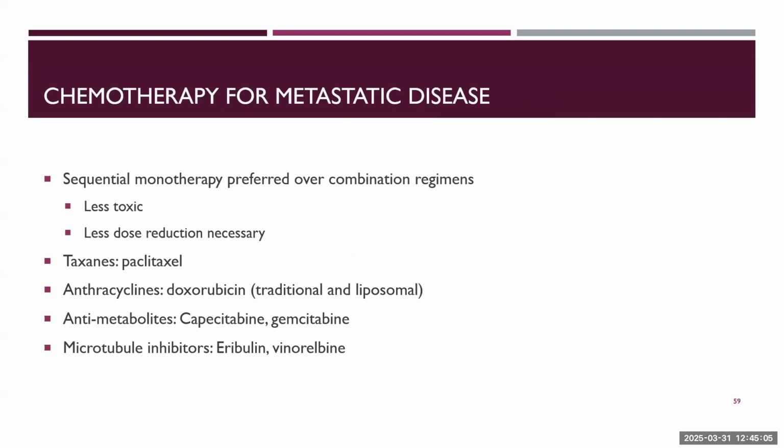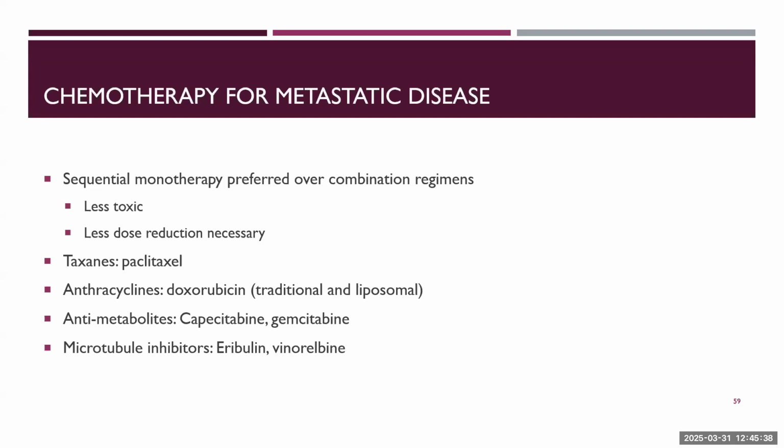As far as chemotherapy for metastatic disease, we should be giving sequential monotherapy over our combination regimen. So as we talked about in the early stage adjuvant, a lot of those are combination regimens. We're not just giving one single agent chemotherapy, but because patients are going to be on this treatment for the rest of their lives, as long as they can tolerate it, we should be giving single agent monotherapy because it's less toxic. They have a better quality of life. And then we usually have to do less dose reductions as well.